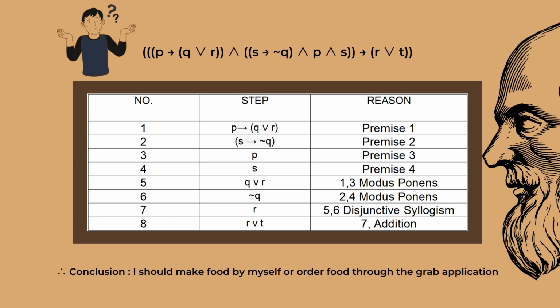Next, we use number 5 and number 6. We compare them according to the rule disjunctive syllogism. We get R. We label it as number 7. Final step. We use addition on number 7 to get the final answer R or T. Conclusion. I should make food by myself or order food through the Grab application.